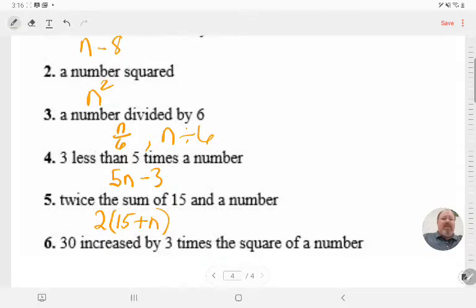And then the last one, 30 increased by 3 times the square of a number. Okay? So 30 increased means plus 3 times a square of a number. So 30 plus 3n squared would be the answer. All right. That's the assignment.